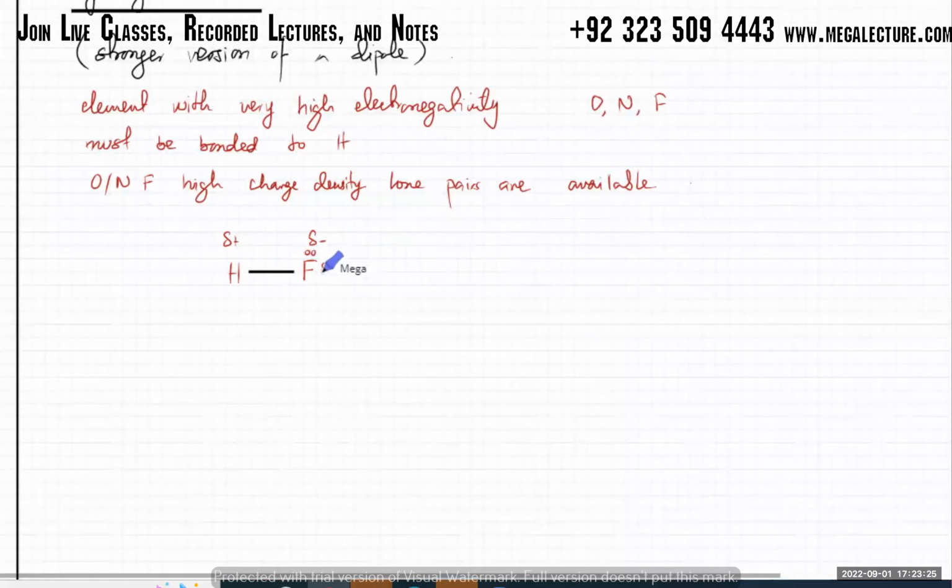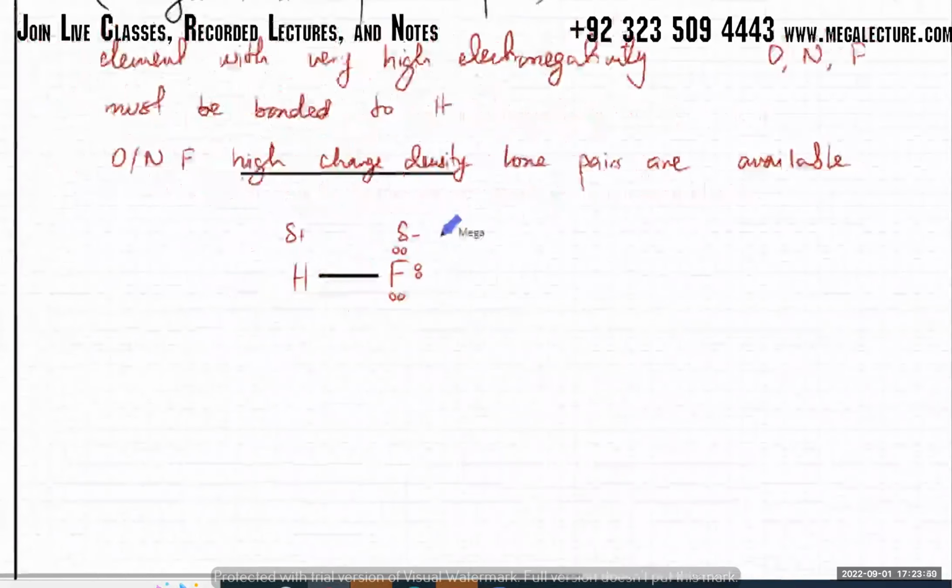उसके पास फालतू के electrons ना बहुत ज्यादा है. ठीक है, so it's got a bunch of lone pairs, and they're high charge density lone pairs. Why are they high charge density lone pairs? क्योंकि the reason they are high charge density lone pairs is that fluorine is a very small atom. So the electrons are very concentrated. They're all very tightly packed.